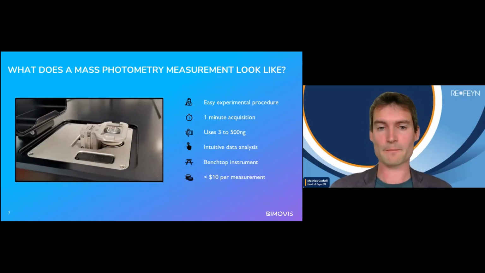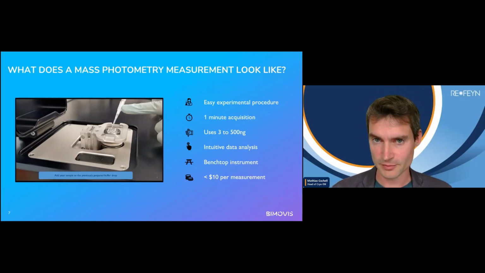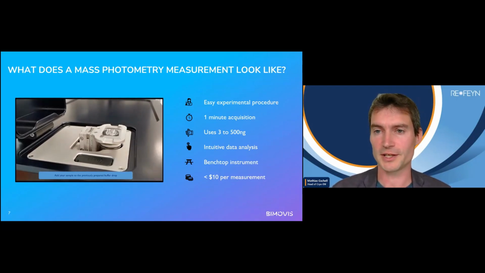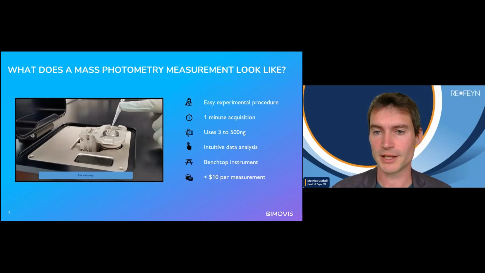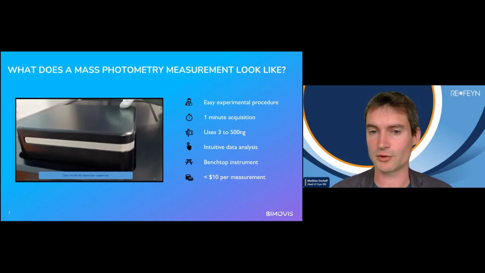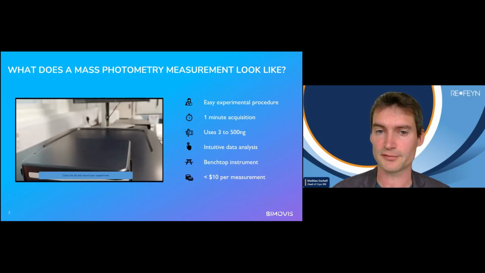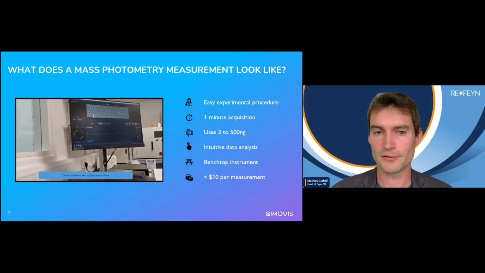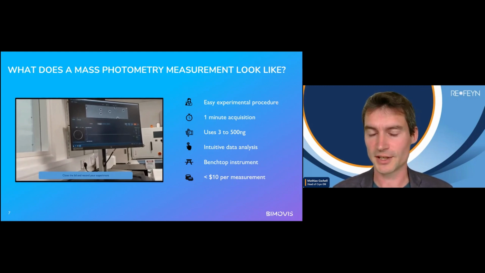So mass photometry is a very small, very short experiment where we use a minuscule amount of sample, and within just a minute or two of analysis can directly say whether the sample is good to go or not. This is especially relevant in time-sensitive workflows where we usually cannot afford an analytical size exclusion or a similar method, just to make sure that we can proceed with the next steps.